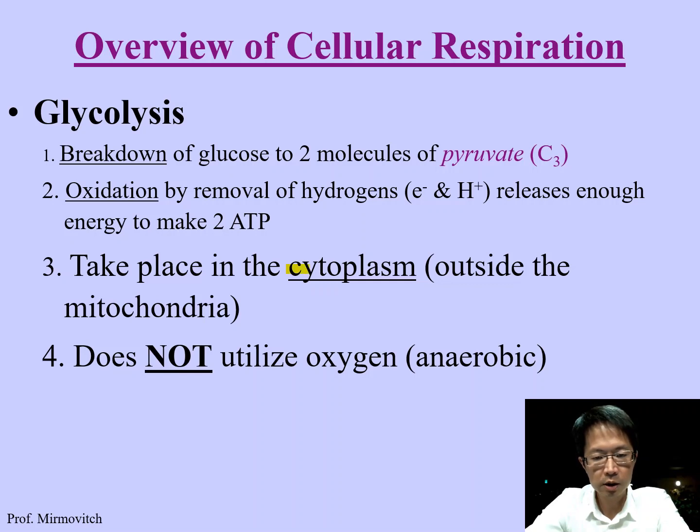Location is important. Glycolysis takes place in the cytoplasm. That means outside of the mitochondria. It does not need oxygen. That's why we call it anaerobic.